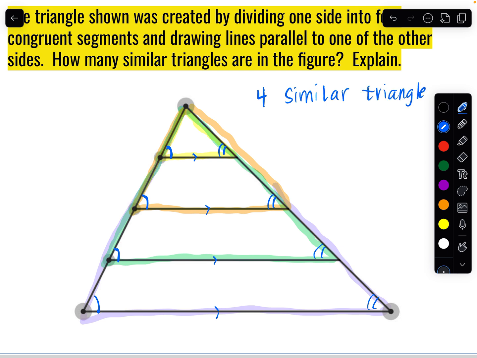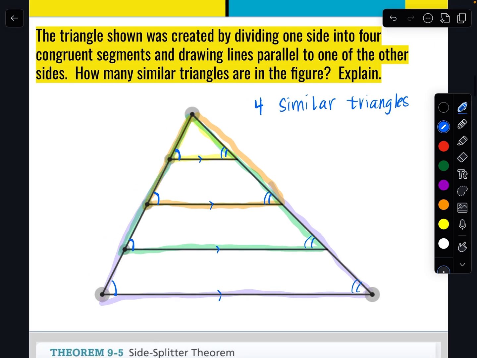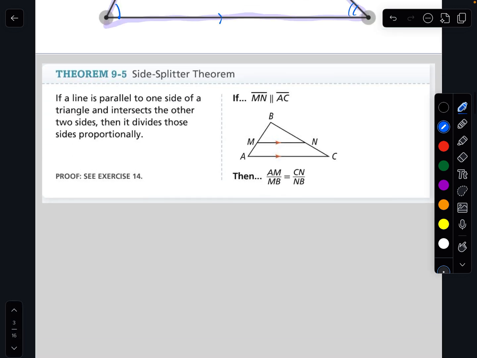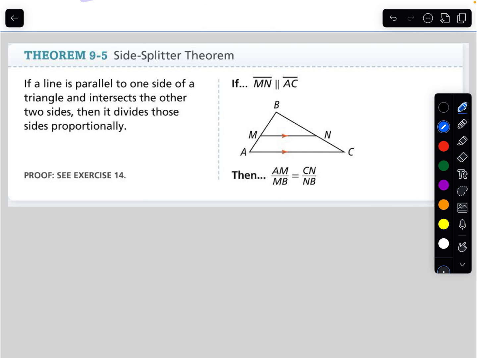which means we have a bunch of sides that are proportional to each other. And that's where this theorem comes from. If a line is parallel to one side of a triangle and intersects the other 2 sides, then it divides those sides proportionally. So if we look at the different sides here, side AM divided by side MB equals side CN divided by side NB.